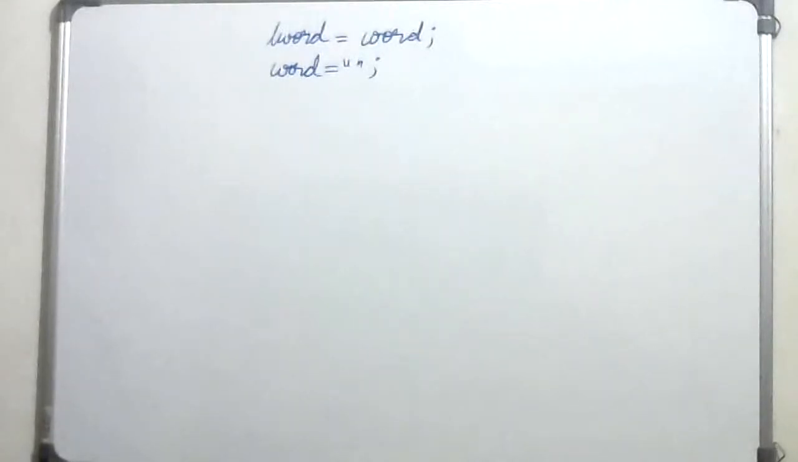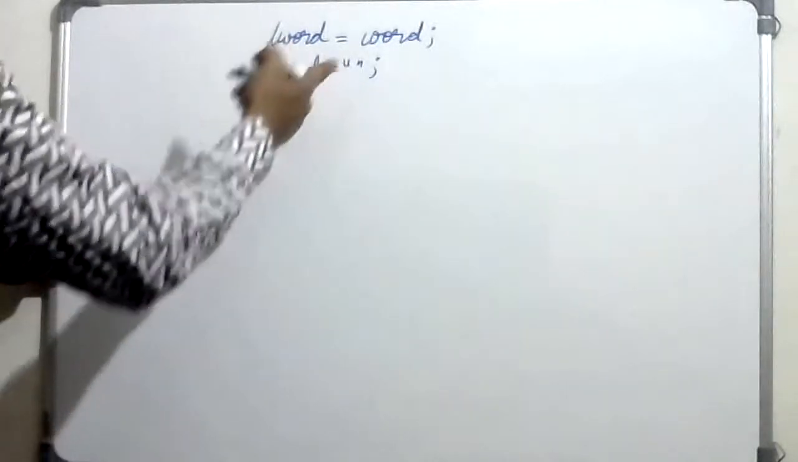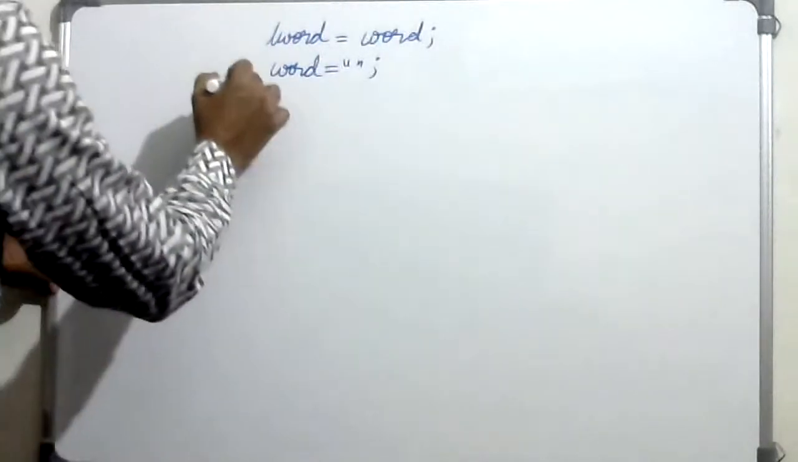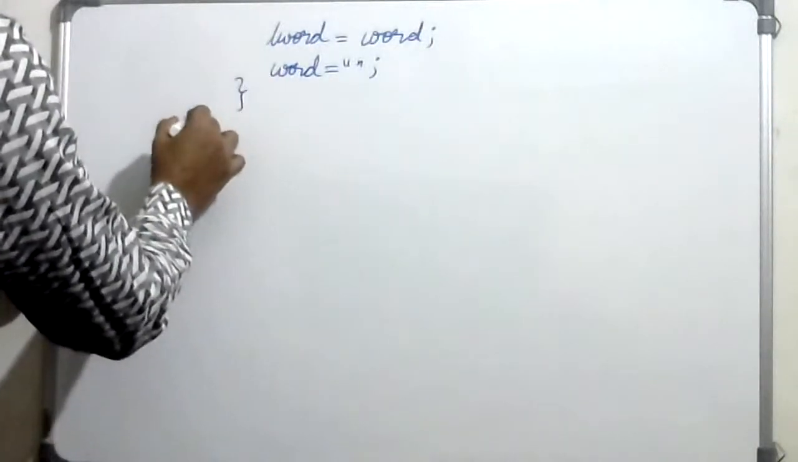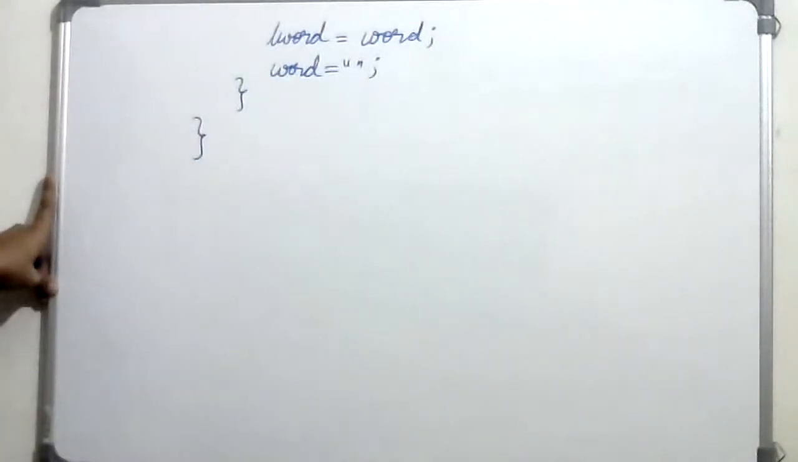So whenever we encounter a blank space, we know that we have already formed a word. So we check if the word is greater than the current longest word. If the current word is greater than the longest word, we set the variable longest word to the current word, and we initialize word to again null. So the inner if statement ends here and the outer if statement ends here.